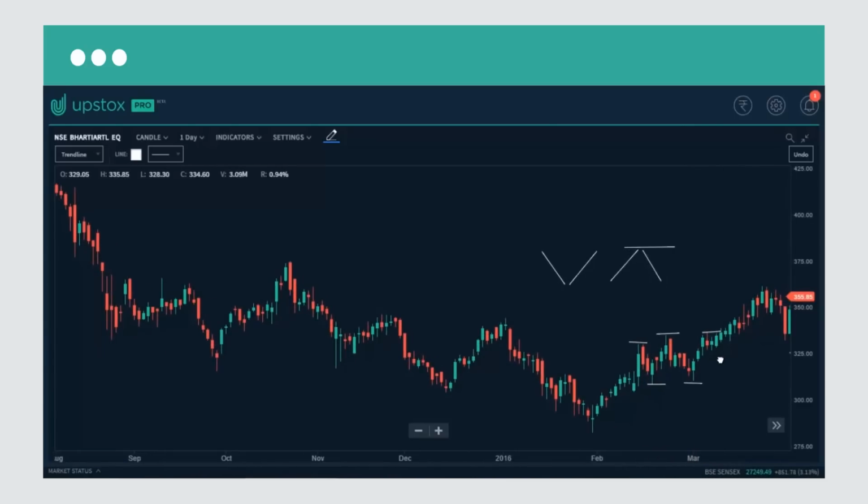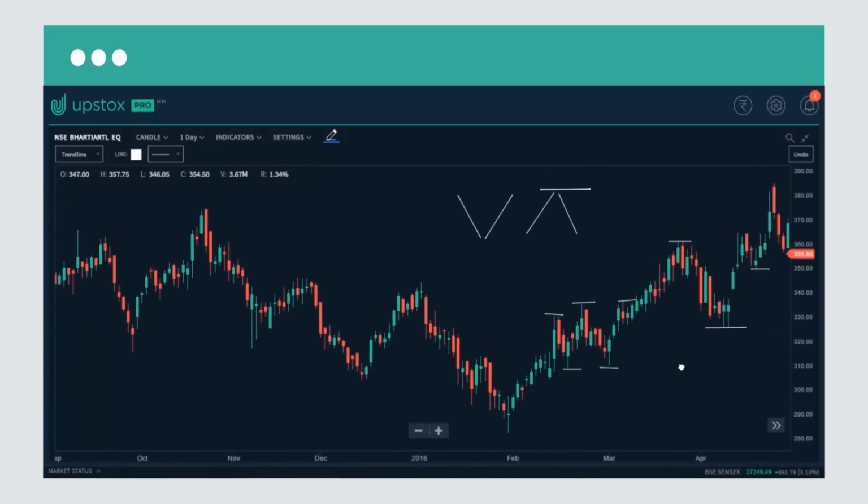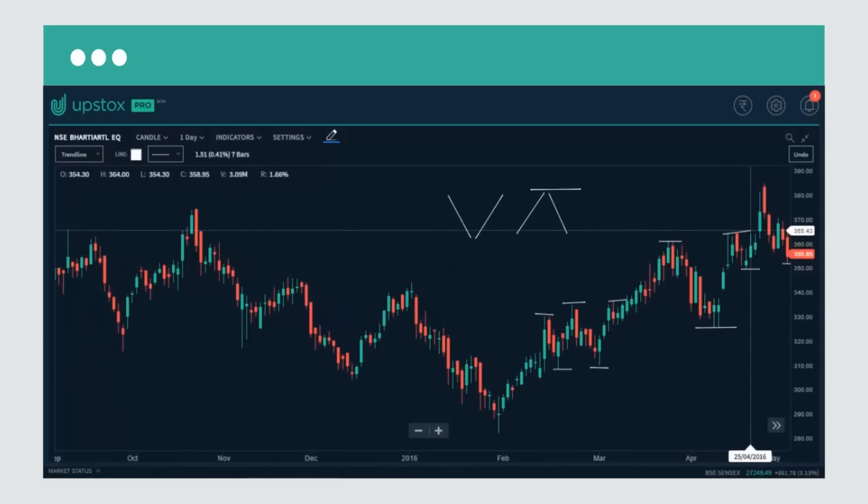Let's move forward. Okay, you see here at this point when the market falls down here, that makes this place an important resistance area. You mark that. We have another resistance area here. We have another resistance area here.